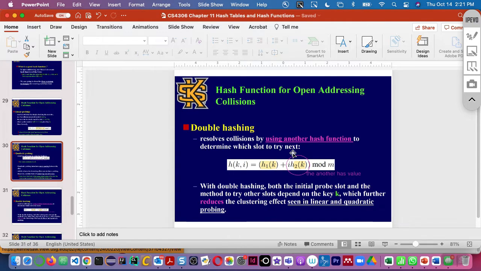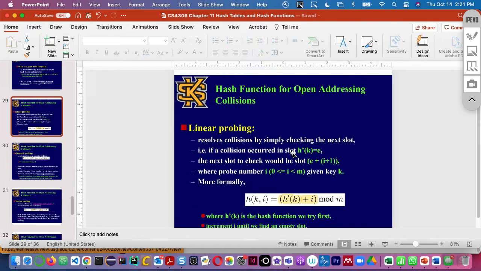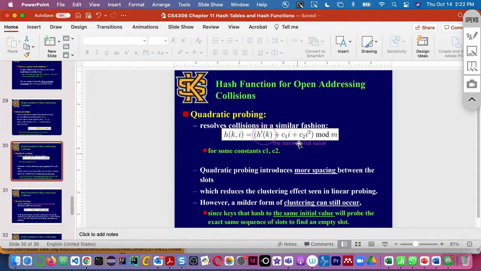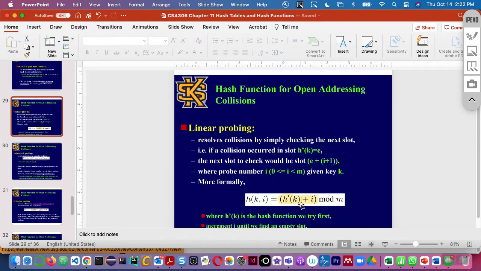If no collision happens, then this I part will not be used, because I equals 0. In the case I equals 0, this part is not considered. So the I part will be used only in case of collision. For most of the keys, collision will not happen, so I equals 0. For some elements, there will be collisions, and in that case I will be used.